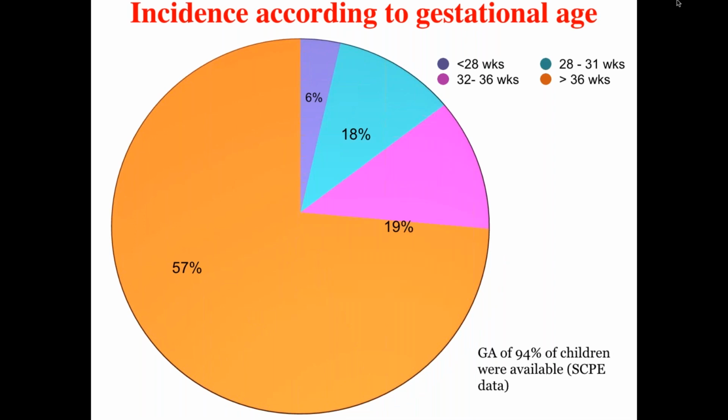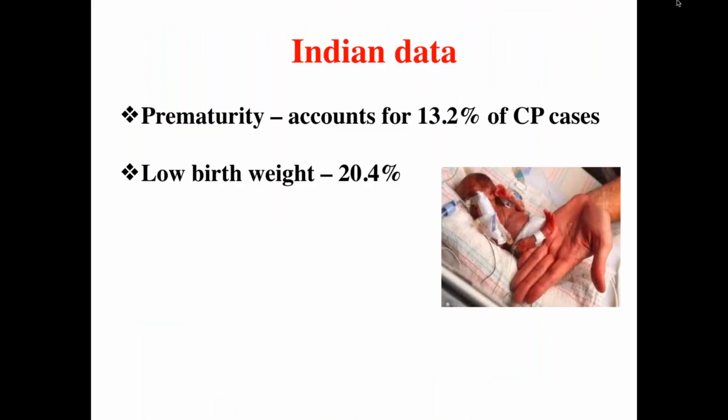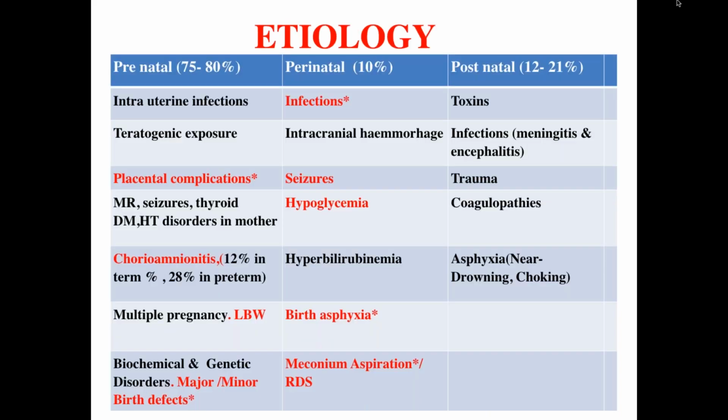As well as if you look at the gestation, even though preterms are at much higher risk, it is the term babies who would comprise almost 57% of children who ultimately go on to develop cerebral palsy. Now, in Indian data also, it has been seen that around 30%, 13% of cases with CP are accountable by prematurity and around 20% with low birth weight.